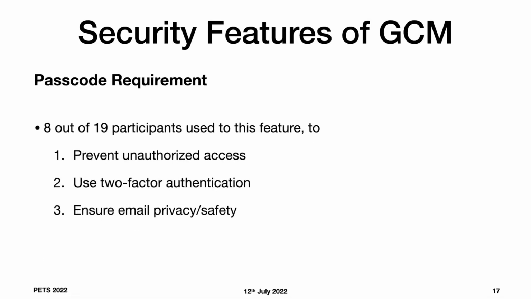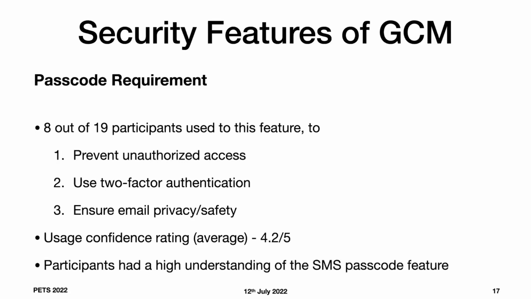8 of our participants used the passcode requirement feature to prevent unauthorized access, to use two-factor authentication, and to ensure email privacy and safety. The remaining participants did not use the SMS passcode feature in their email because they were using another security tool for authentication, or they believed that this feature was inconvenient or unnecessary, or they trusted the recipient. Our participants' average confidence rating in using this feature was 4.2 out of 5. Our participants had a high understanding of the SMS passcode feature. Most of them understood how this feature works, but half of them did not use it for usability reasons.